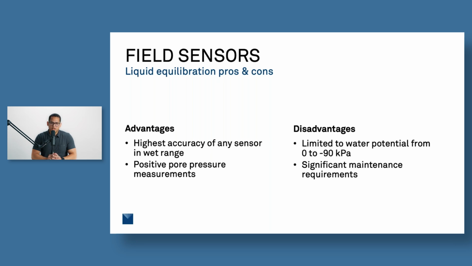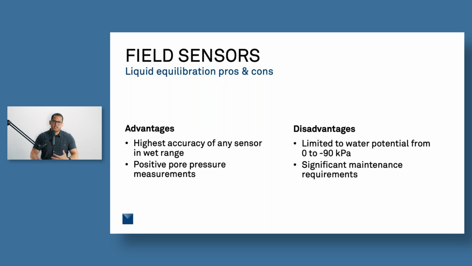And what's great now is with newer sensors, we can also measure positive pore pressure, which can be really useful when trying to understand what's happening in the soil. Some of the disadvantages are that most tensiometers are limited to a water potential range from 0 to minus 90, minus 80 kilopascals, depending on the sensor. And they, again, have significant maintenance requirements, especially if you're often going out of that measuring range.